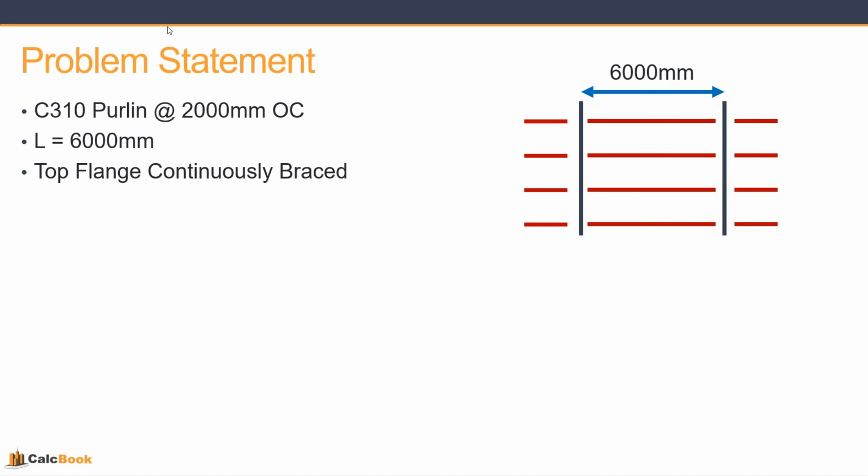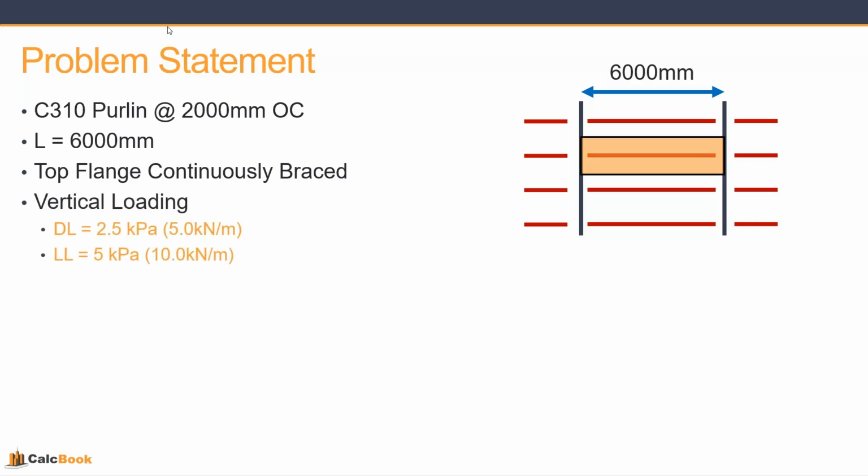So let's take a look at our problem statement today. We have a floor plan here with 6 meter long channels. We're going to be using a C310 and then designing for the most economical shape. So we have purlins spaced at 2 meters or 2,000 millimeters on center, and our top flange is continuously braced. Our area loading, our floor loading, we have a dead load of 2.5 kilopascals and then a live load of 5 kilopascals, and that converts down to 5 kilonewtons per meter and 10 kilonewtons per meter for our distributed load on the beam, considering the spacing of the purlins.